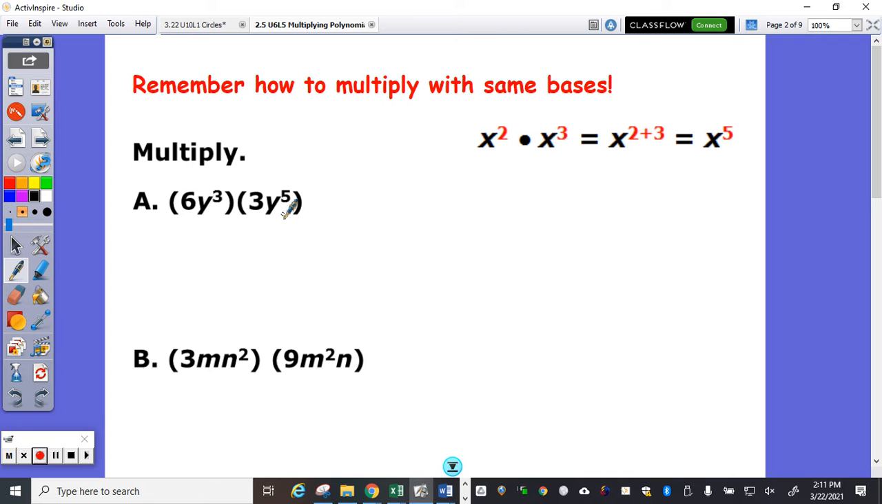Does anybody know? Okay, what I want to hear somebody say, you don't say it just like this, but we need to group the numbers together, and then we need to group the y's together. All right, this makes it a little bit easier for me to work with, because then I can see that here I have 6 times 3 is 18. Y to the third times y to the fifth is just y to the eighth, and that's my answer.